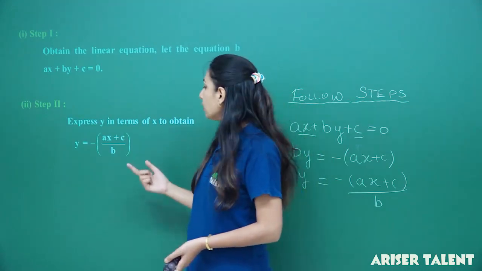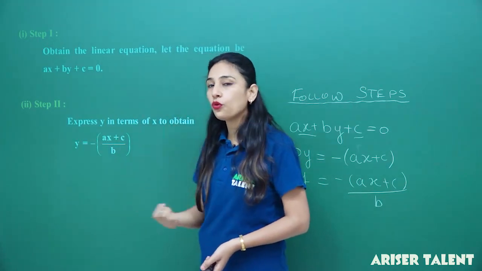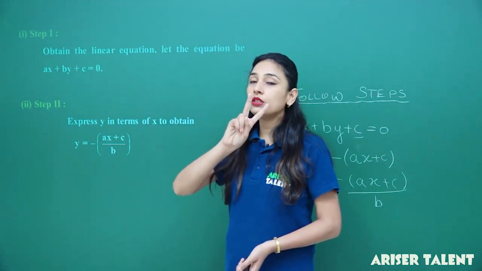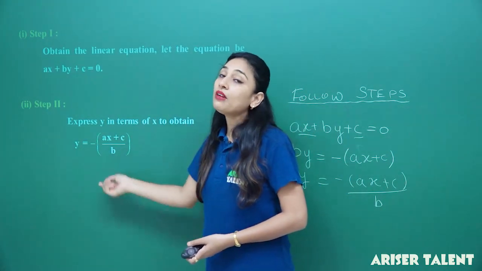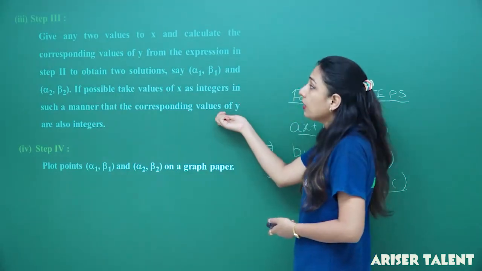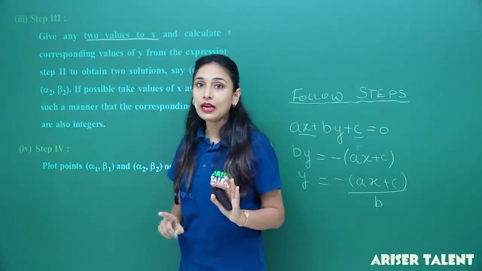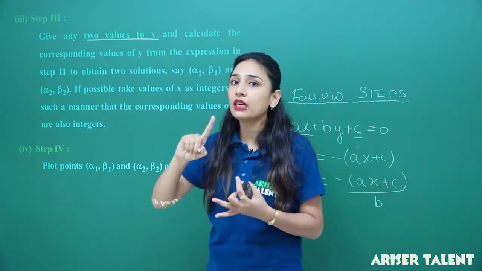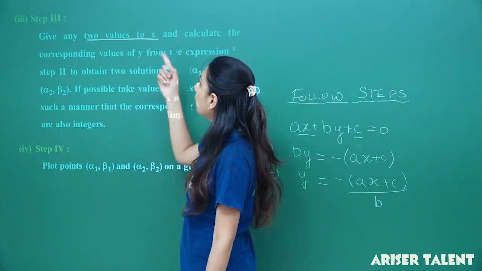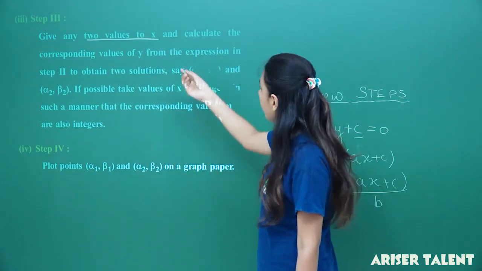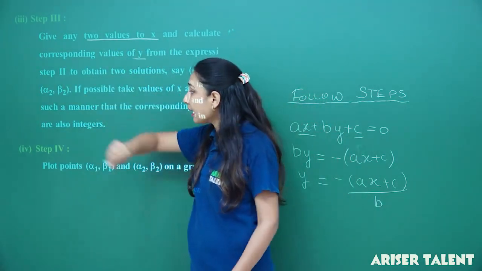Now students, I can also write the values x equals to 2, x equals to 3, x equals to 4 and so on. But what I am doing, I am taking only two values and obtaining the second variable's value, right? In step 3, give any two values to x, any two values. You are not bound that you have to take this value or that value. No, you can take any two values and find the values of y, right? Calculate the corresponding values of y from the expression in step two.